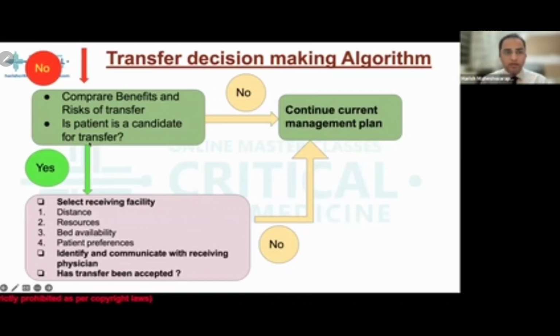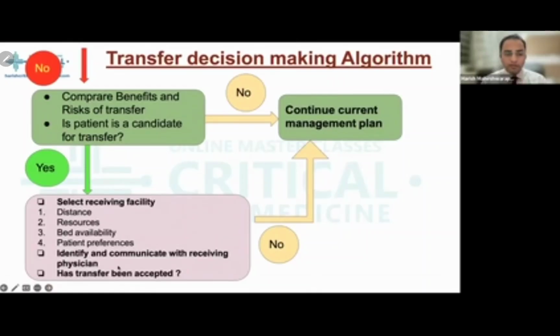If the benefit is more than the risk and the patient is a candidate for transfer, then select the receiving facility, meaning to which place we are going to transfer, like its distance. What resources are available at the receiving end, and bed availability, very, very important. Patient preferences also matter: the family might say we don't want a particular hospital, we want a particular hospital. That we need to consider.